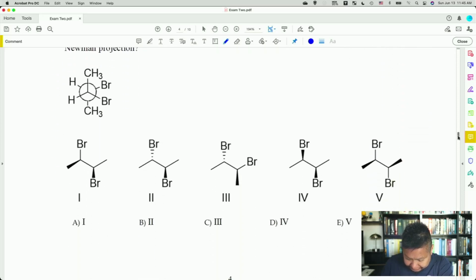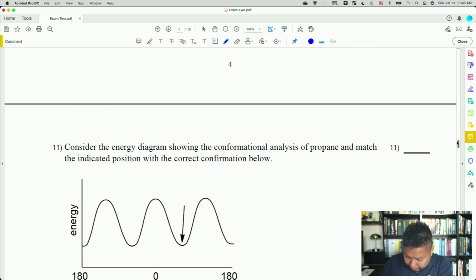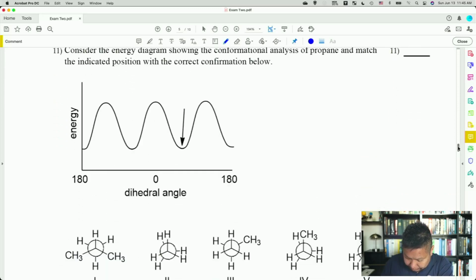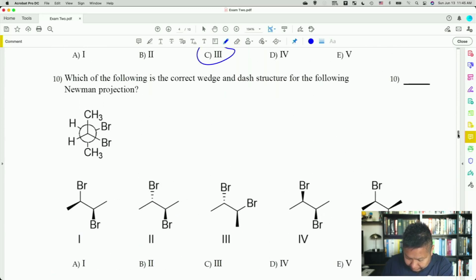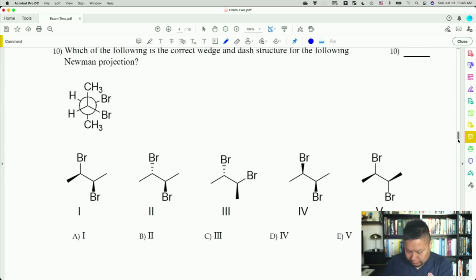Since that one was so easy, I did give you a slightly trickier one here. What is the correct wedge-dash structure for this guy?